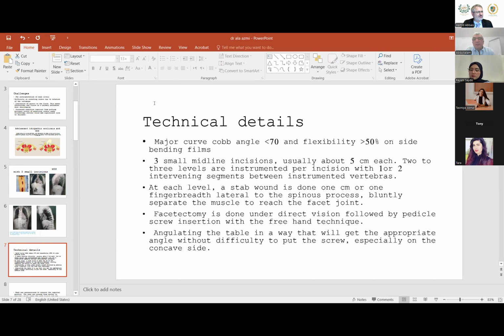We must always remember that the main core of our surgery in children, in adolescent idiopathic scoliosis, is fusion. So you don't compromise the fusion with any technique that might give a smaller incision. Angulate the table to get the appropriate angle. Sometimes, especially on the concave side, you feel some difficulty putting the screws with these small incisions. So you can tilt the table to be more perpendicular to the axis of the spine, and it would be much easier to do.